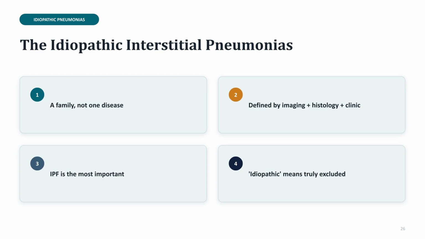Now the idiopathic interstitial pneumonias. A family, not a single disease. Each member is defined by a blend of imaging pattern, histology, and clinical course. They include idiopathic pulmonary fibrosis, nonspecific interstitial pneumonia, organizing pneumonia, and a few others. The word idiopathic is doing real work here. It means you have genuinely excluded drugs, exposures, and connective tissue disease. Exactly the step our patient nearly skipped.